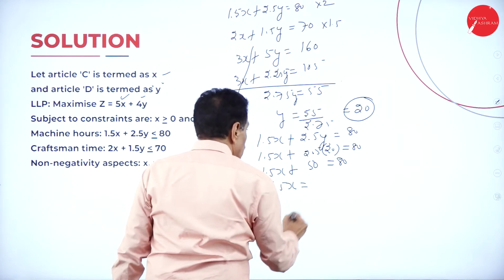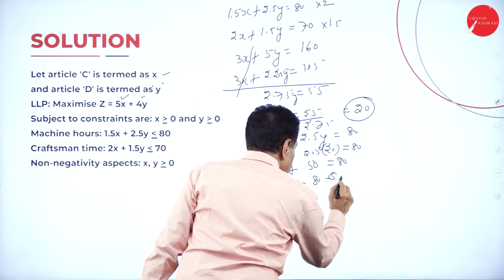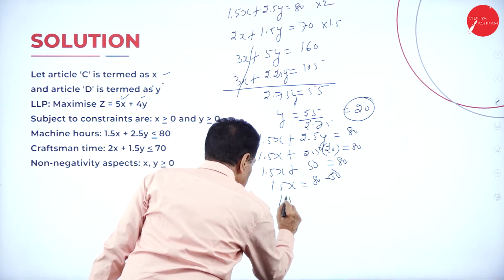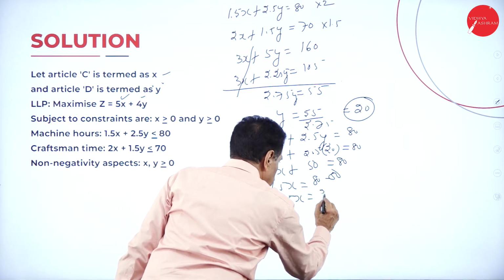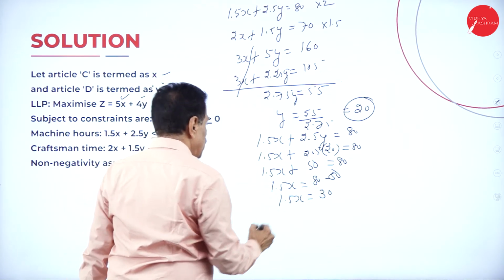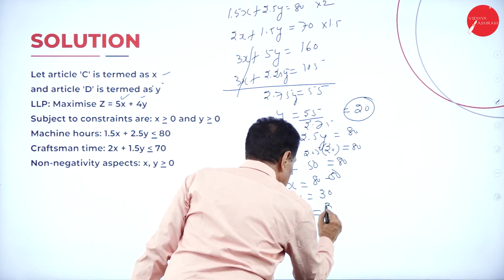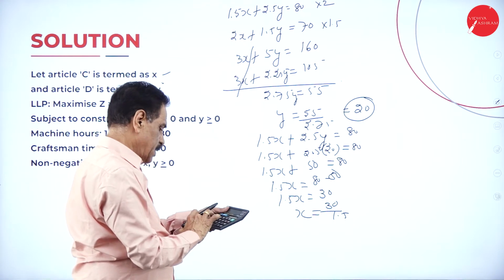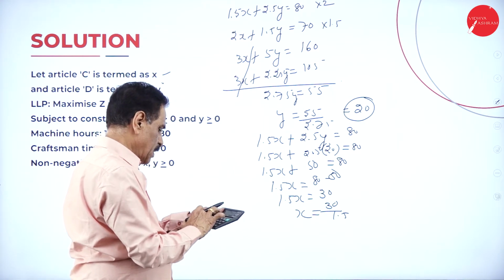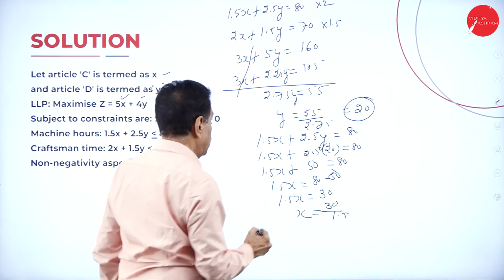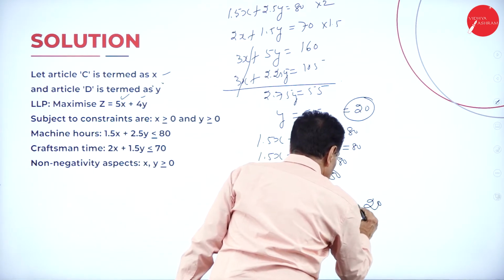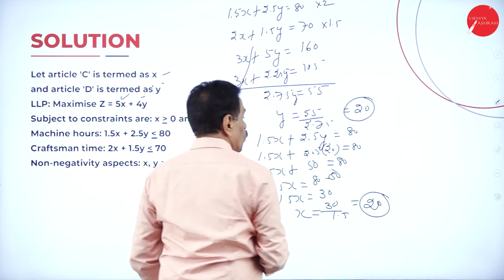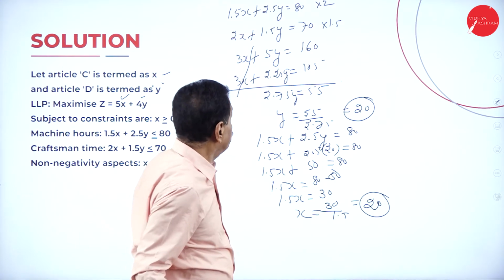1.5x is equal to 80 minus 50, which is 30. So 1.5x is equal to 30, x is equal to 30 divided by 1.5, which is 20. So x becomes 20, y also becomes 20.